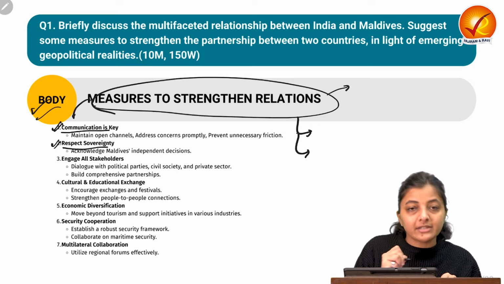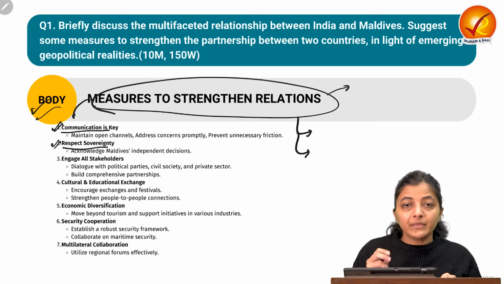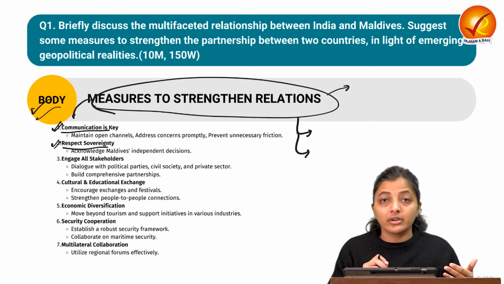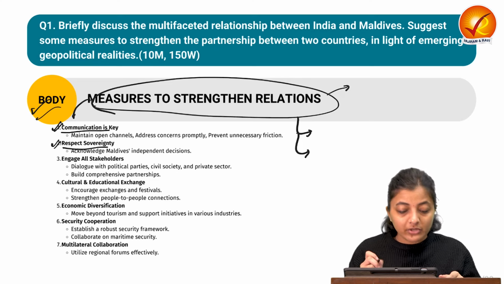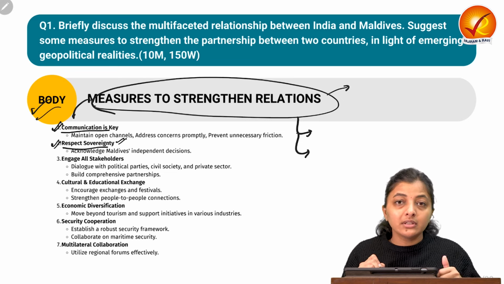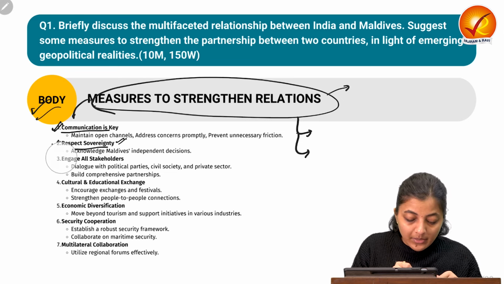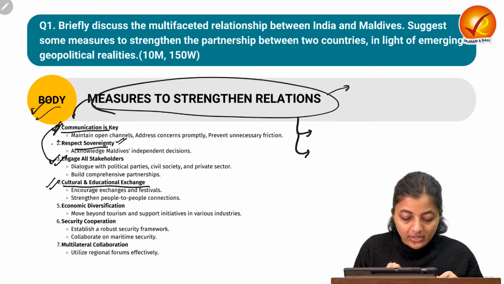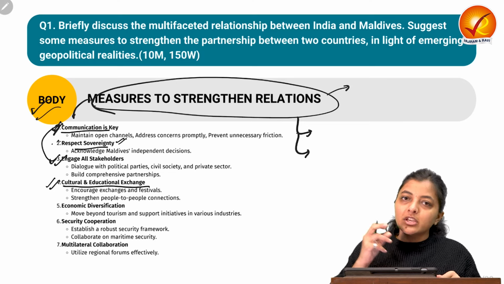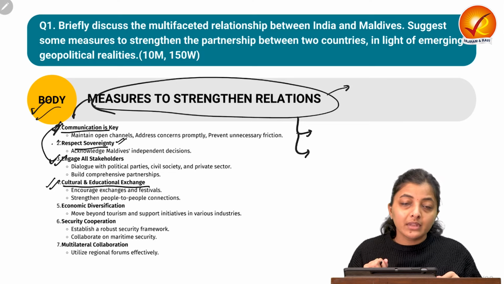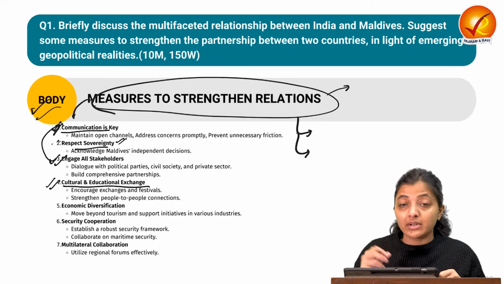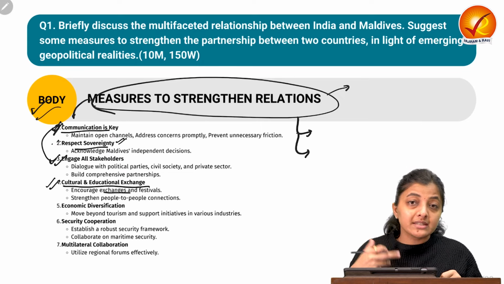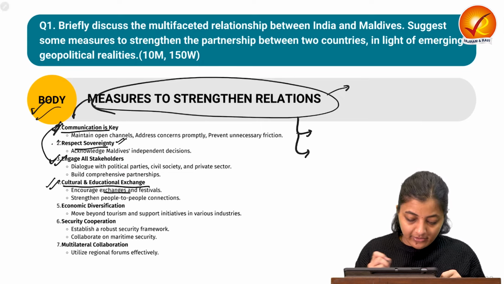Next is respecting sovereignty. As the bigger state, and given the role we are playing as a net security provider in this region, we should also respect the sovereignty of other smaller nations. Next is engaging all the stakeholders. This can be merged with this point. And next is cultural and educational exchange. We should move beyond tourism in bilateral relations only. We should enhance our relationship by increasing cultural exchanges, economic ties, political ties, etc.